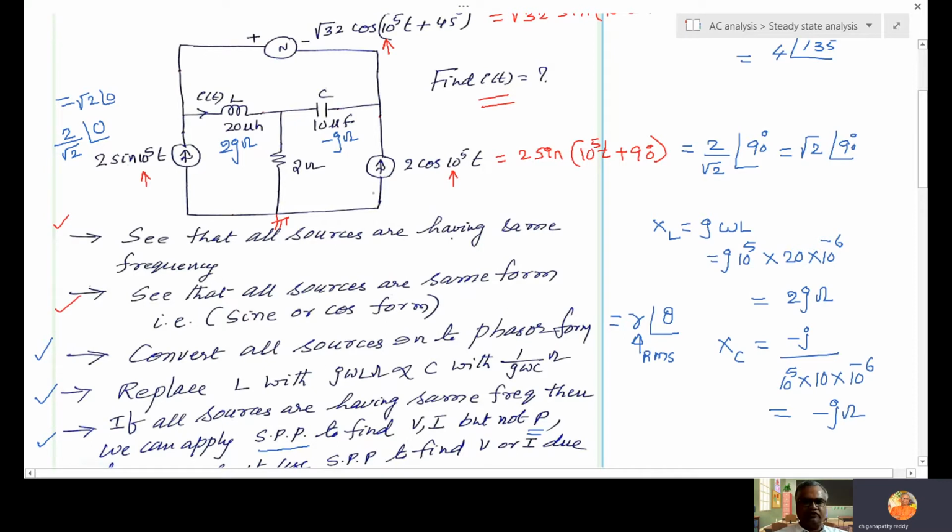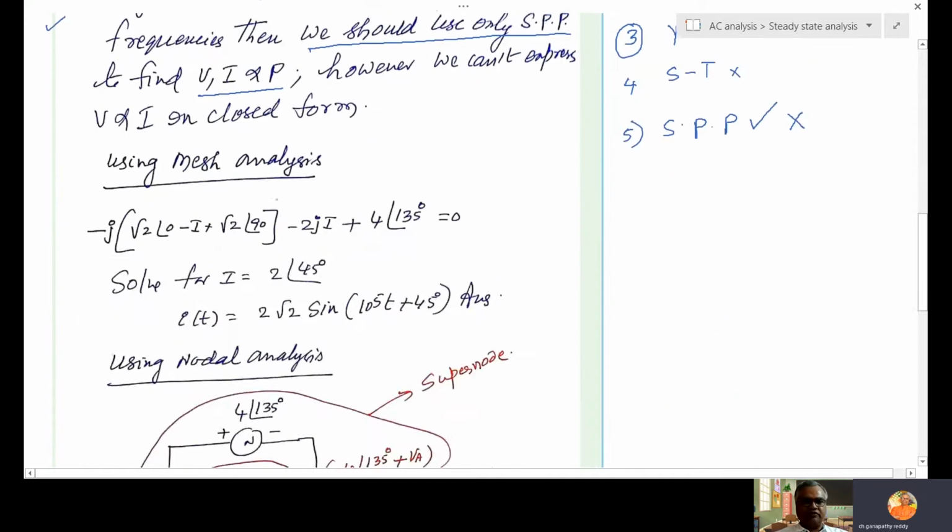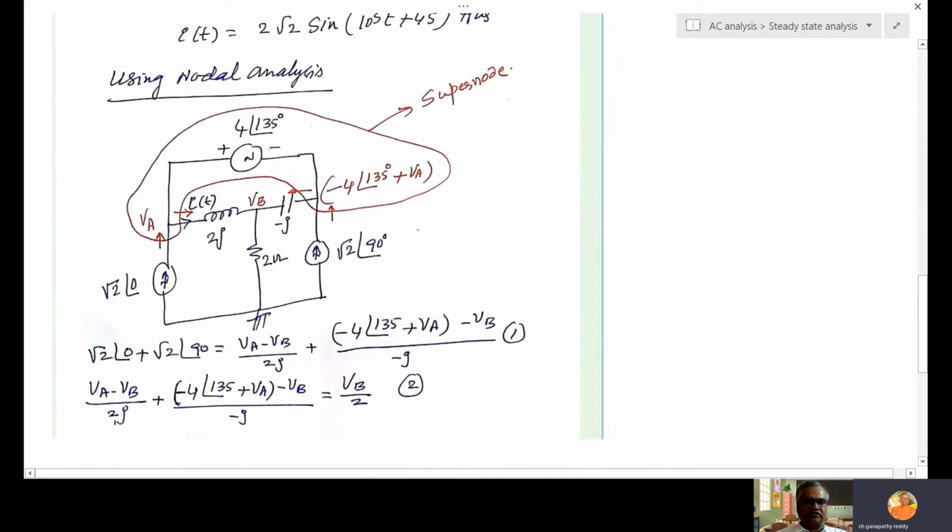When super meshes are dominating, mesh analysis is the best. If you solve by nodal, it takes 20 minutes. If you solve by mesh analysis, it takes only 5 minutes. So the selection is also very, very important. First let me explain using mesh analysis.